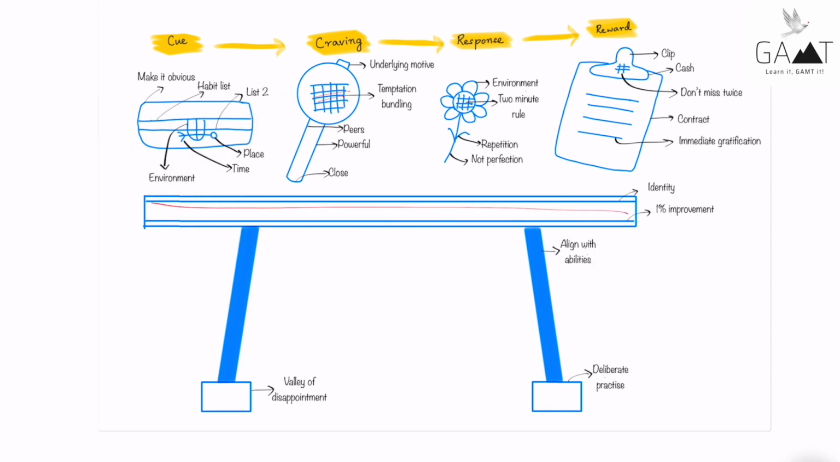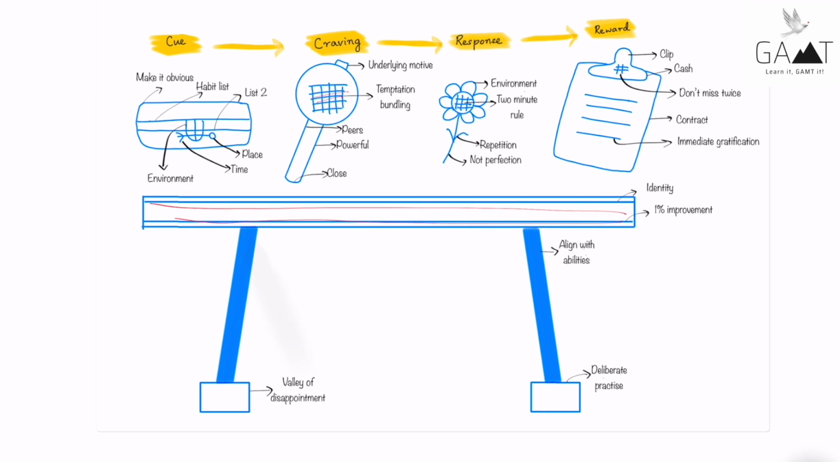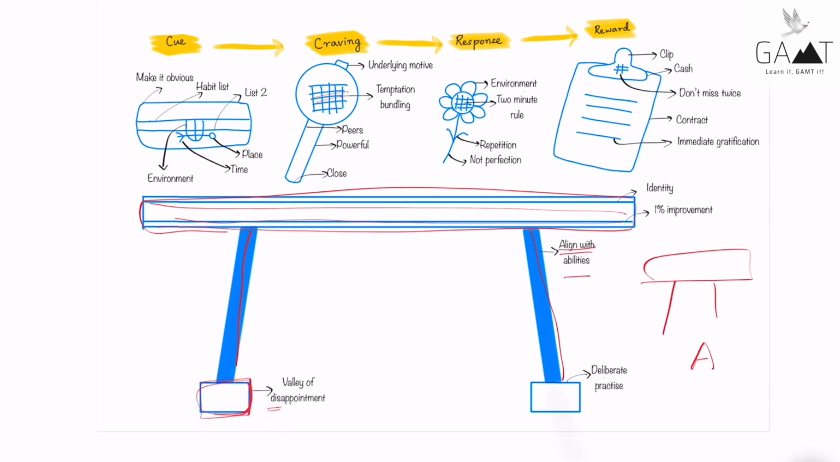And we already saw the 1% improvement before at the start of the video. So the next advanced concept is A, the table. The outline of the table, and the 2 legs of the table resemble letter A, and it stands for align with abilities. This foot of the table resembles letter D, it stands for disappointment, the value of disappointment. This resembles another D, it stands for deliberate practice.